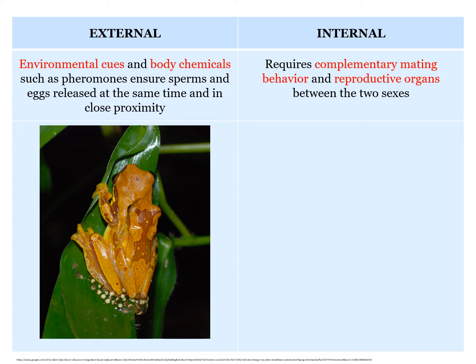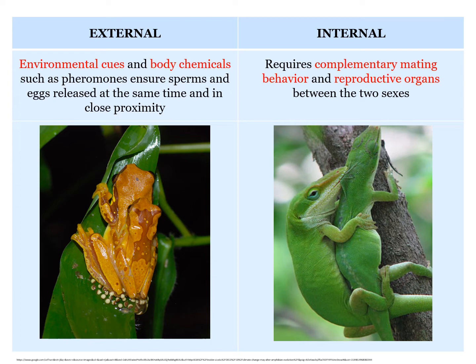In contrast, animals with internal fertilization require complementary mating behavior and reproductive organs to guarantee fertilization. To make sure the sperms are deposited inside the female's reproductive tract, certain complementary behavior, for example, mating position, is required for both partners. This also requires reproductive organs such as penis to transfer the sperm into the female's body.